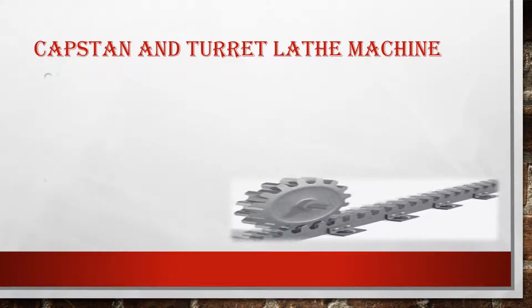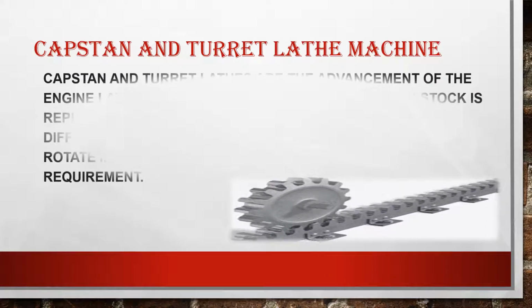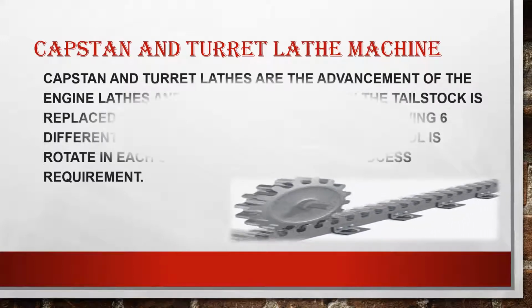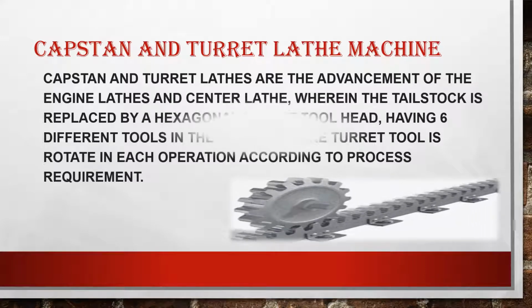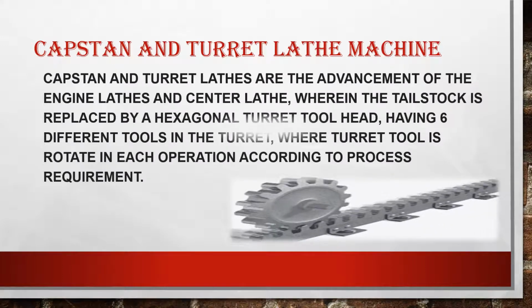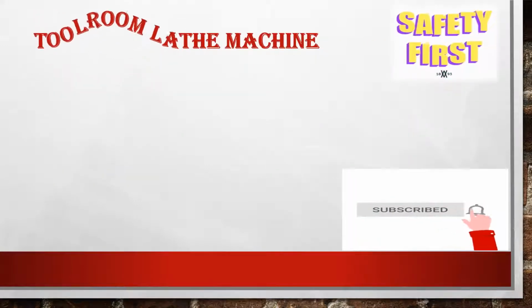Capstan and turret lathes are the advancement of the engine lathes and center lathe, wherein the tailstock is replaced by a hexagonal turret tool head, having 6 different tools in the turret, where the turret tool is rotated in each operation according to process requirement. Toolroom lathe machine.